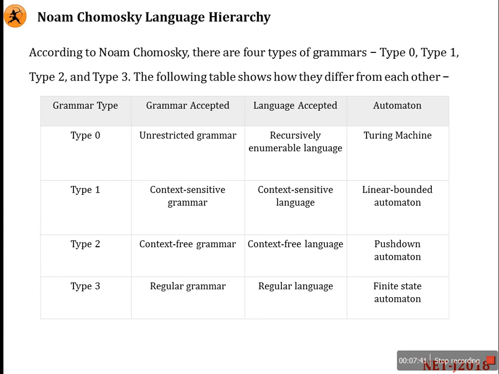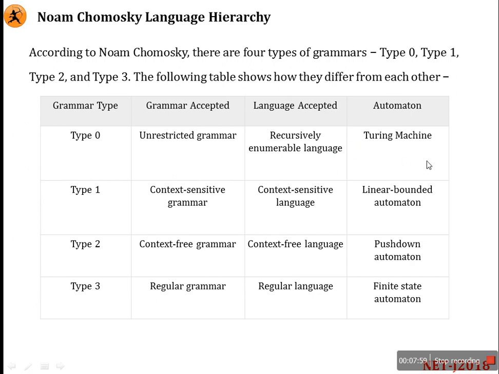I will show you what exactly a Turing machine is. Later on I will explain. Linear bounded automata can read context free language and also context sensitive language. But a Turing machine can read all the languages. This is the power of the Turing machine.